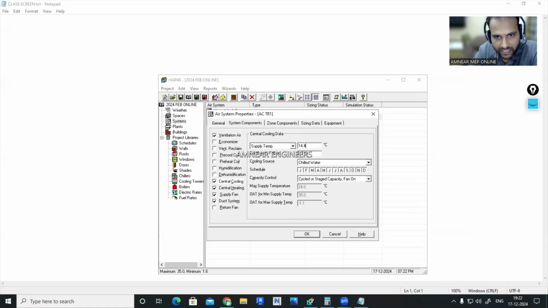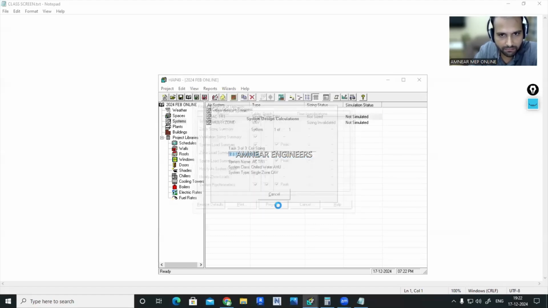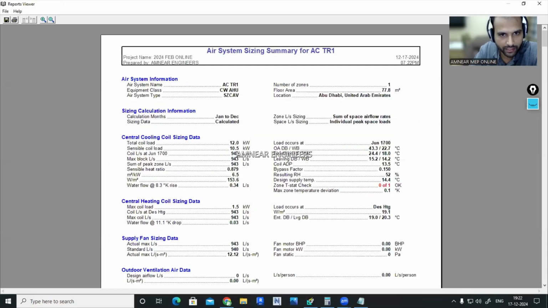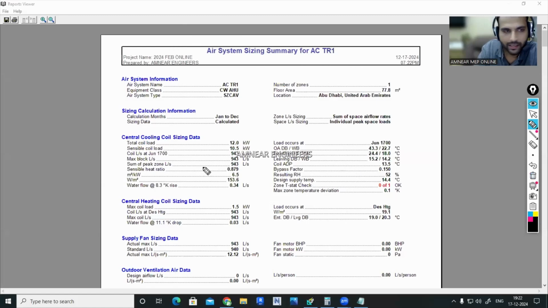Actually, HAP is preset with 14.4. You can check it, 14.4. Click OK, and let me generate. Right click, print and view design result, preview. How much airflow rate am I getting? If the room set point is 24 degrees Celsius and the design supply temperature is 14.4 degrees Celsius. Actually this is theoretical, but in the actual case the coil leaving dry bulb is 15.2 degrees Celsius, and the room set point is 24.